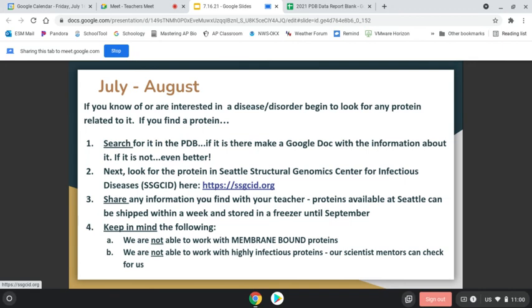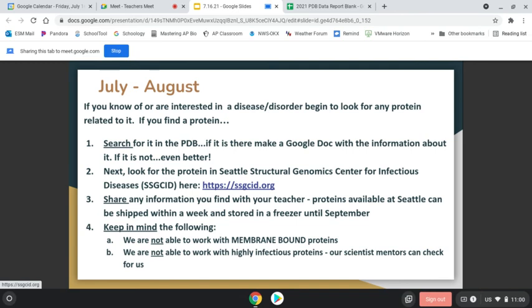Just a couple of things to keep in mind as you're searching for proteins. Two things you've got to be careful of. One is membrane-bound proteins. We can't work with them. They're very difficult to work with, and the failure rate is extremely high. Even some experienced scientists that we tried working with about a year or two ago told us they don't want to go near that. It's just too time intensive and too labor intensive.